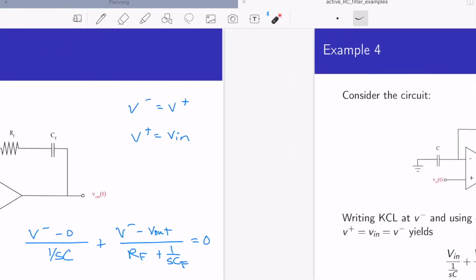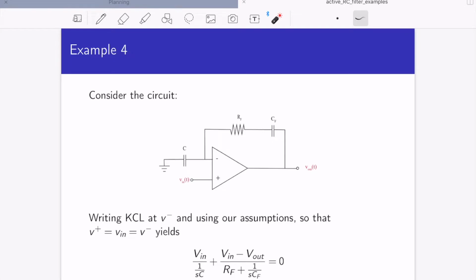At this point, we just need to do a little bit of algebra. We can plug in V minus equal to V in. When we plug that in, we end up with this equation. Still quite a bit of messy algebra left to do.